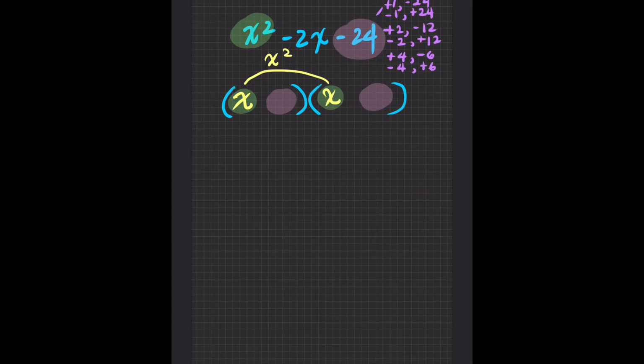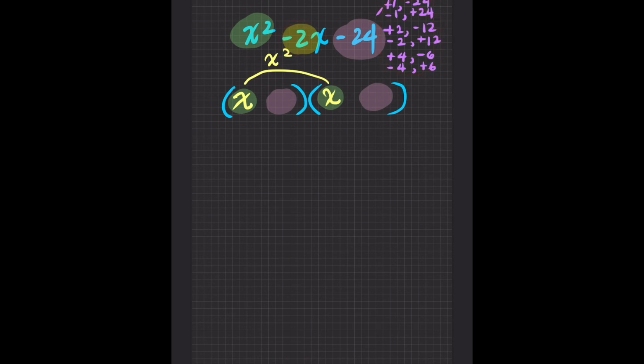Now, there are so many factor pairs. Which one will you choose? All of them will give negative 24 when you multiply them. So now you have to look at the middle term. If all of them will give you negative 24 when multiplied, which one will give you a negative 2 when you add or subtract?